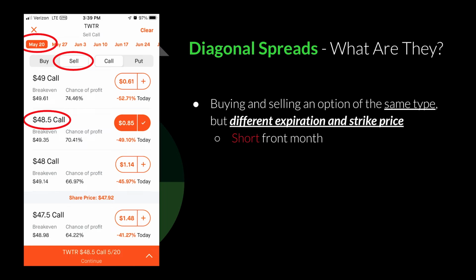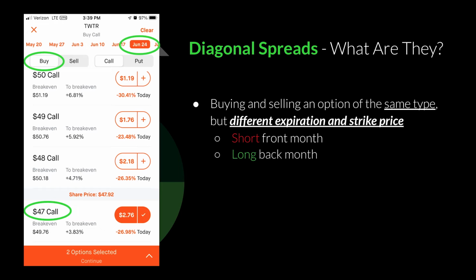So what we're going to do with a diagonal spread is short the front month, which means we are going to be selling the near expiration date. That would be the front month relative to the current date. So here we've got a call, and we're going to be selling a call for this front month. We're just using May 20th in this example, and we're going to use this strike, 48.5.